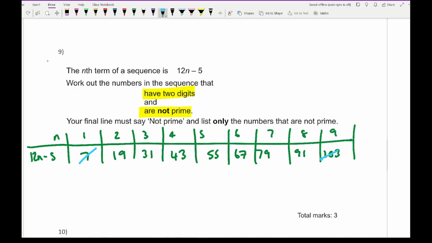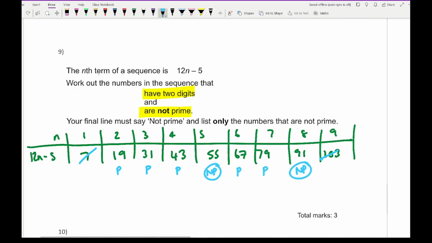So which of these numbers aren't prime? Well, 19 is prime, 31 is prime, 43 is prime, 55 is not prime, 67 is prime, 79 is prime, and 91 is not prime.